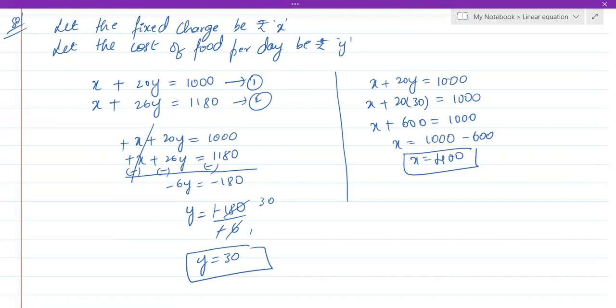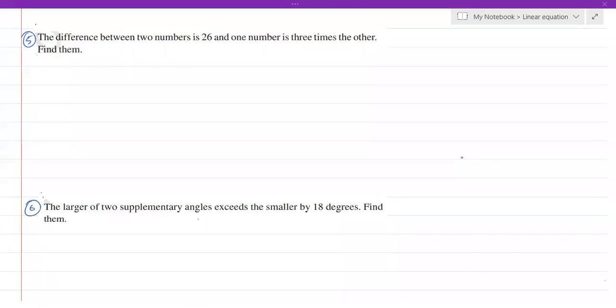Okay. So let's get into the next problem. These are not problems based on cost, but some more different types of problems. Let's solve these. The difference between two numbers is 26 and one number is 3 times the other. Find them. So here we have to find two numbers. So let the two numbers be x and y.